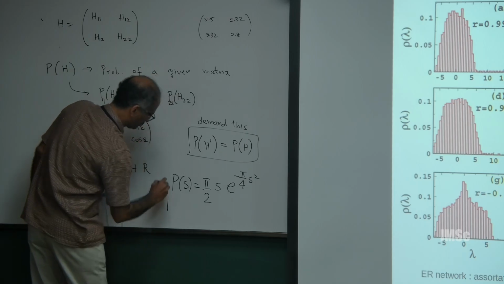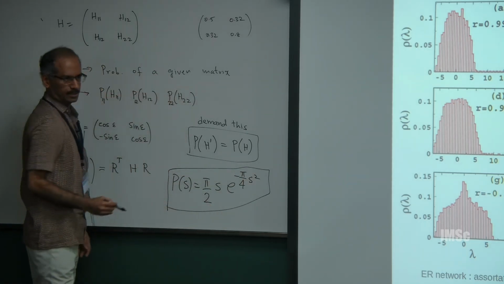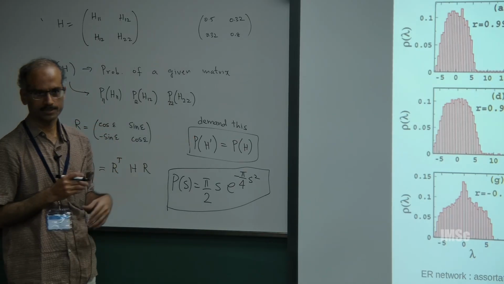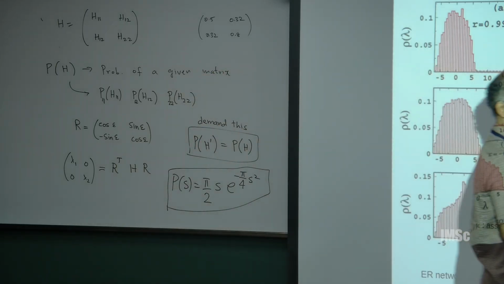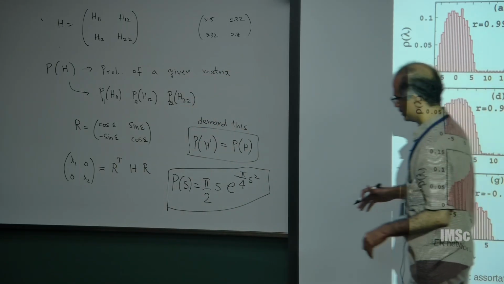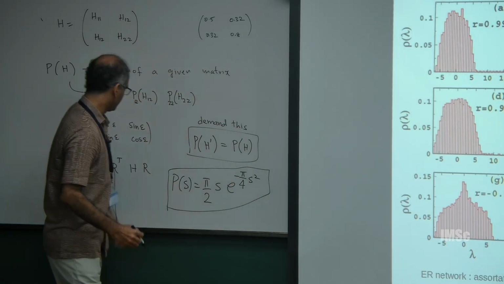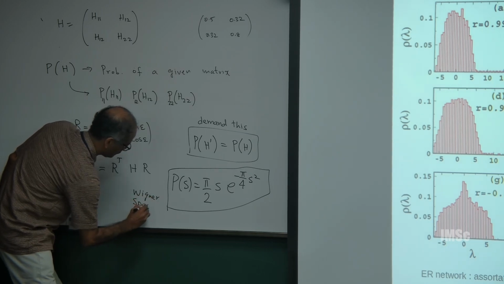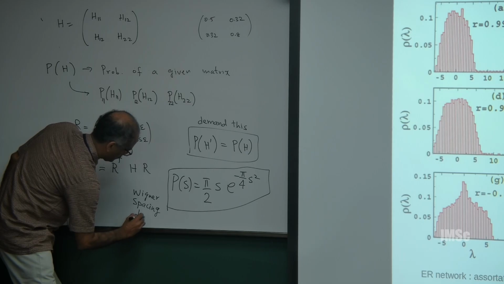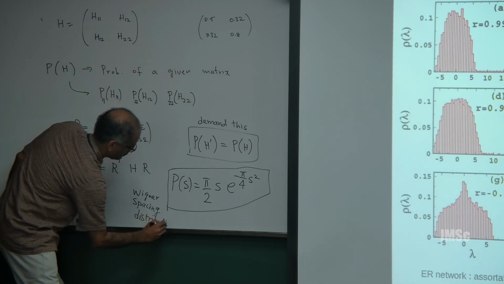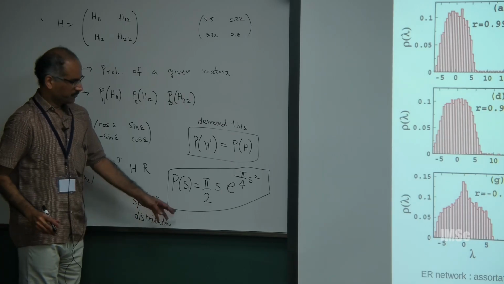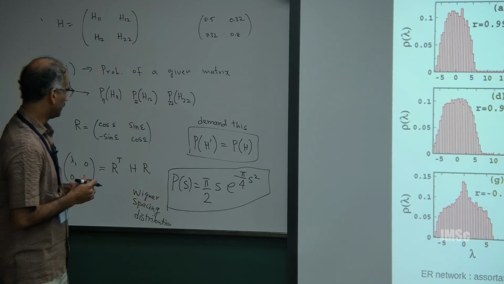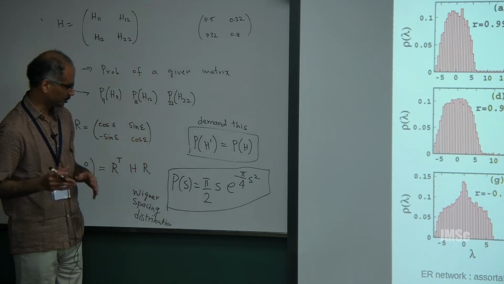So this is called the spacing distribution. Actually today we met two distributions. One is the spectral density, which is called Wigner's semicircle law, and this is called Wigner's distribution as well. So this is also called the Wigner spacing distribution. Both are actually celebrated distributions.